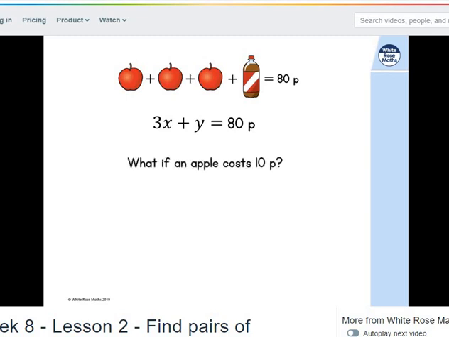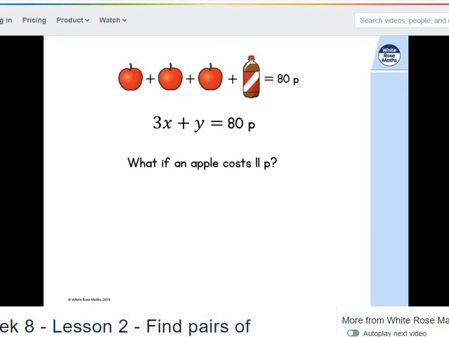So what if an apple costs 10p? Let's think of our expression here. Well, if we substitute the apple, which we said was x, for 10p, then 3x would be 3 times 10p. So that means that would be 30p. 30p plus y equals 80p. So y must be worth 50p.